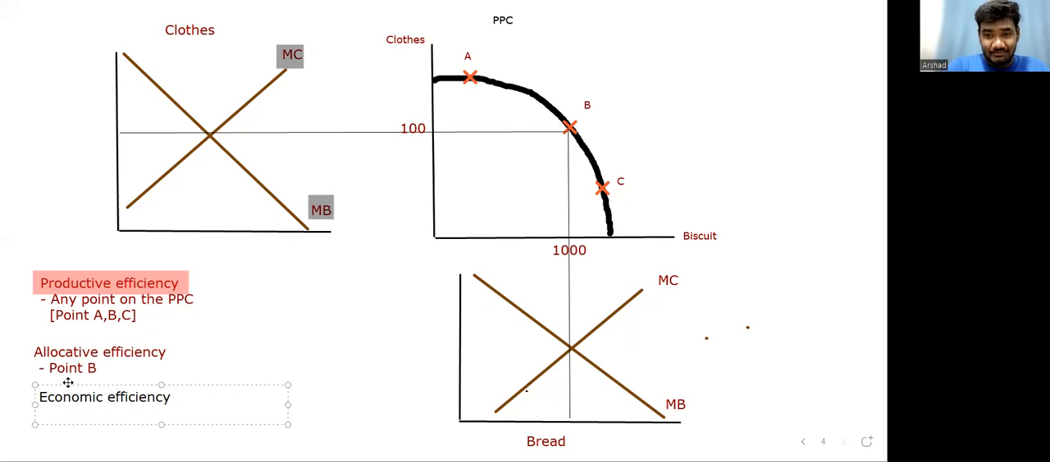Is it A? Is it B? Is it C? Is it A, B, C? Is it only B? Is it only C? A? But which one?